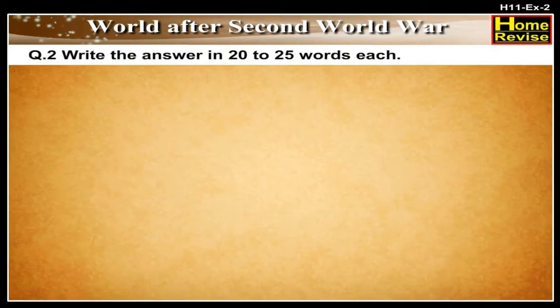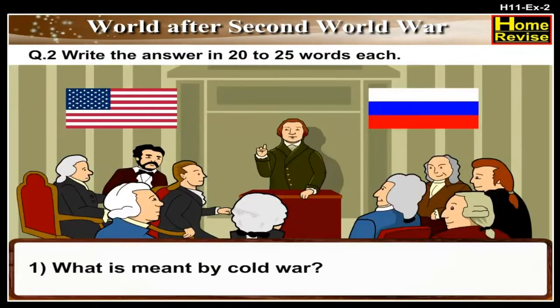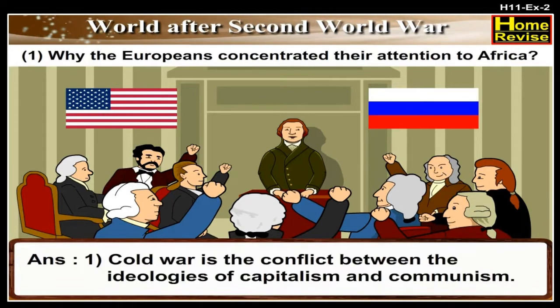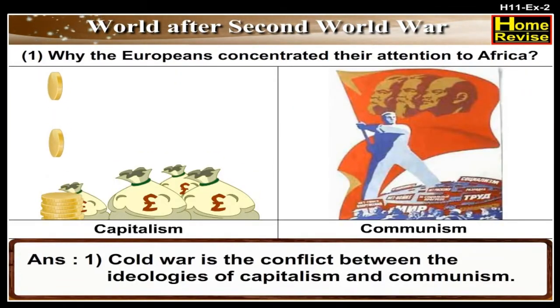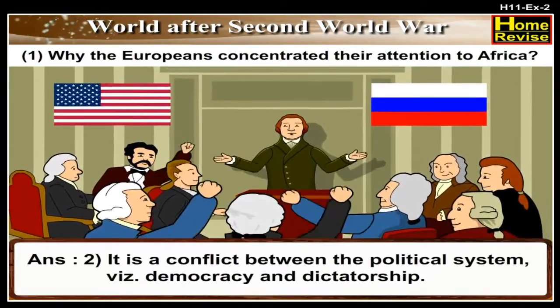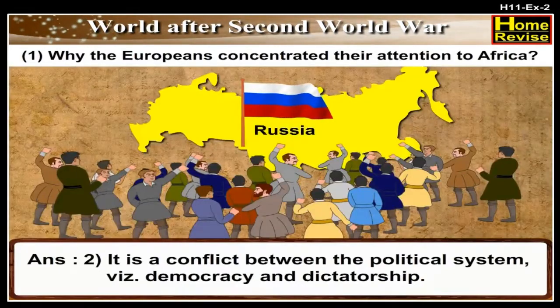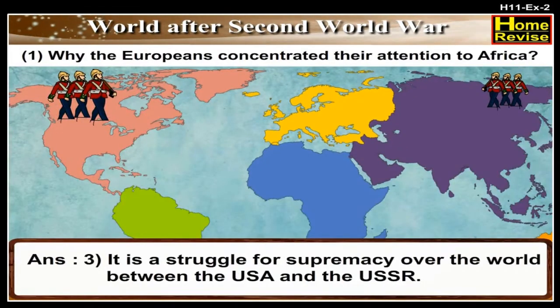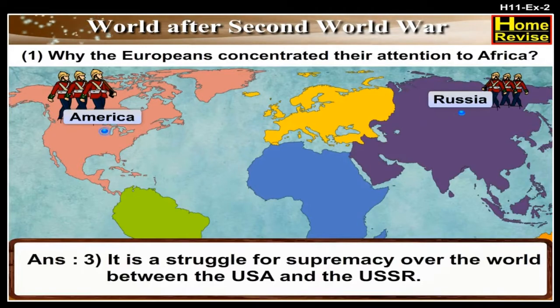Question number 2. Write answer in 20 to 25 words each. Number 1. What is meant by Cold War? Answer. Cold War is the conflict between the ideologies of capitalism and communism. Number 2. It is a conflict between the political system with democracy and dictatorship. Number 3. It is a struggle for supremacy over the world between the USA and the USSR.